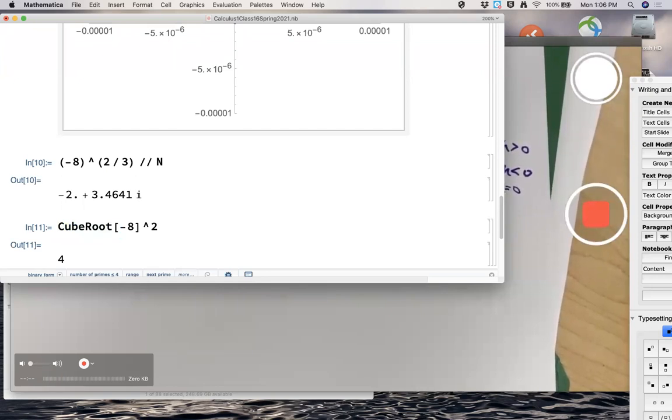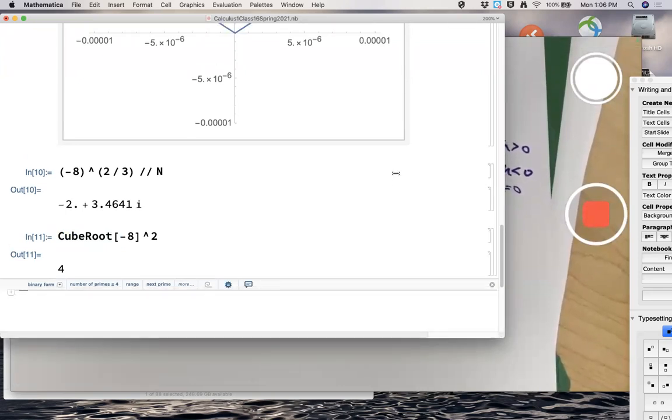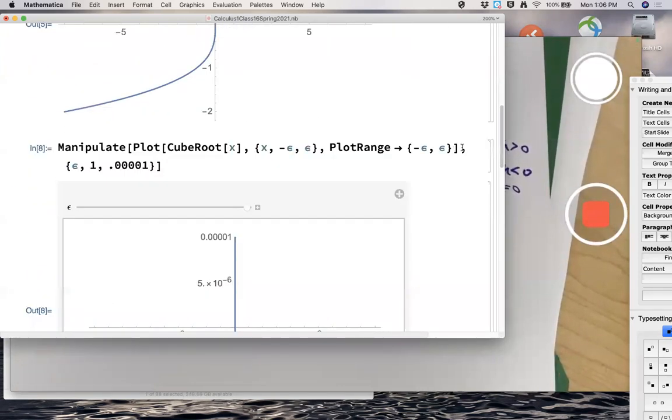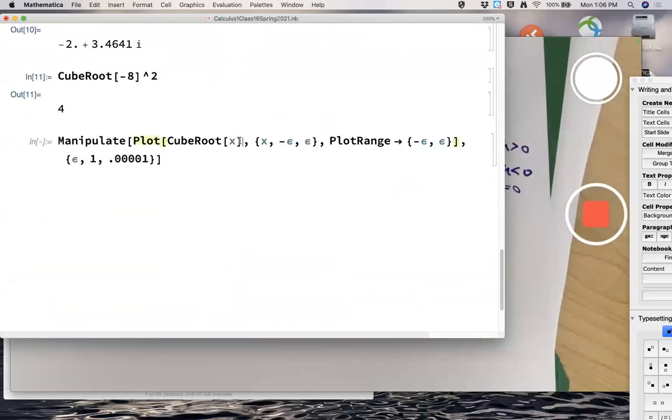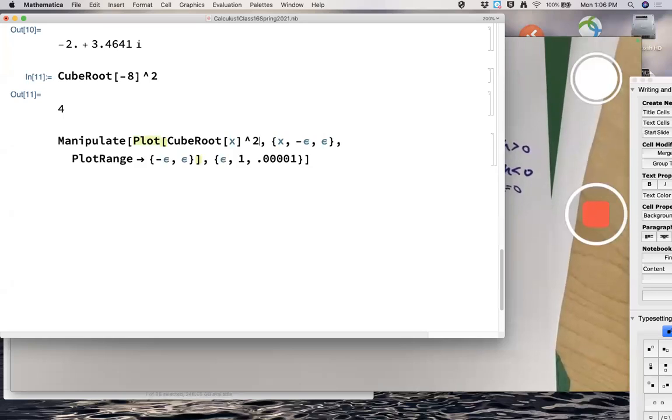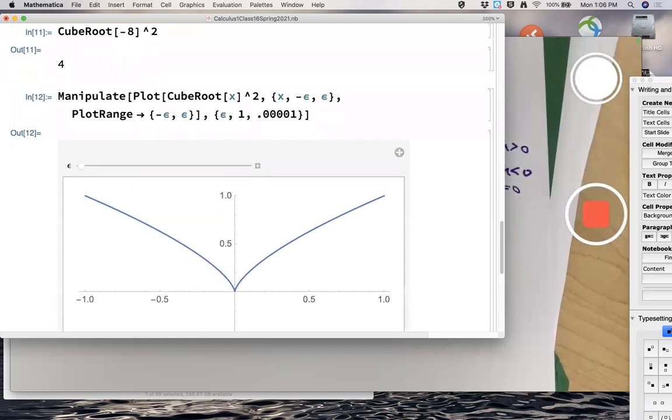And as far as a plot goes, I would need to square the cube root of x function again. So I'm going to copy and paste this code down here and change the cube root of x to the cube root of x squared. That's the same as x to the 2/3 power. I could also put the square inside the cube root. Either way is okay. There's the graph.